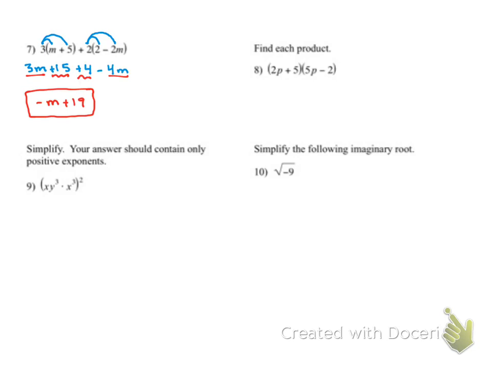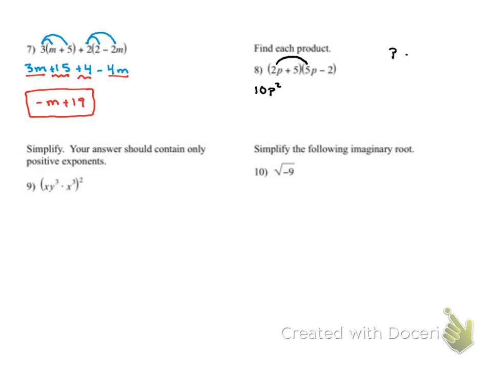All right, number 8. We're looking at multiplication here, and it's quite a bit of multiplication. Right? It's our FOIL method. So first we got to multiply these two here, right? The first terms. 2p times 5p. 2 times 5 is 10. P times p is going to give us p squared.